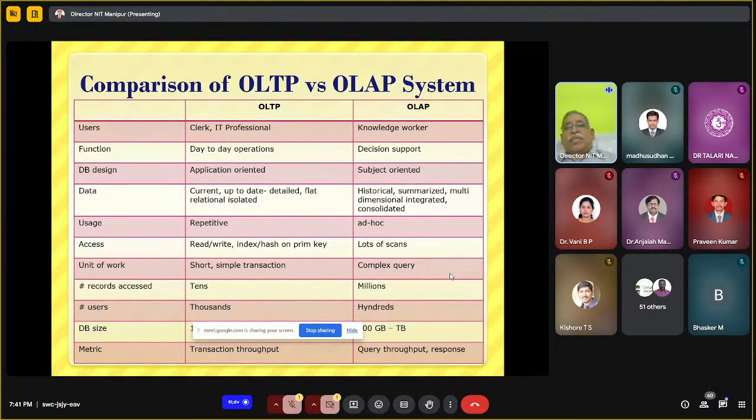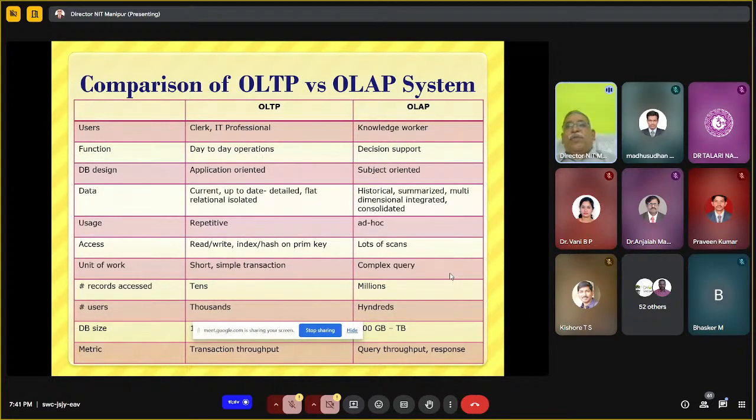Whatever the work is, for example in any organization or institute, decisions won't be taken by clerks. Decisions are taken by the high-level people. So knowledge workers are high-level executives. Function-wise, day-to-day operations are performed in the OLTP system, whereas decision support based operations are performed in the OLAP system.